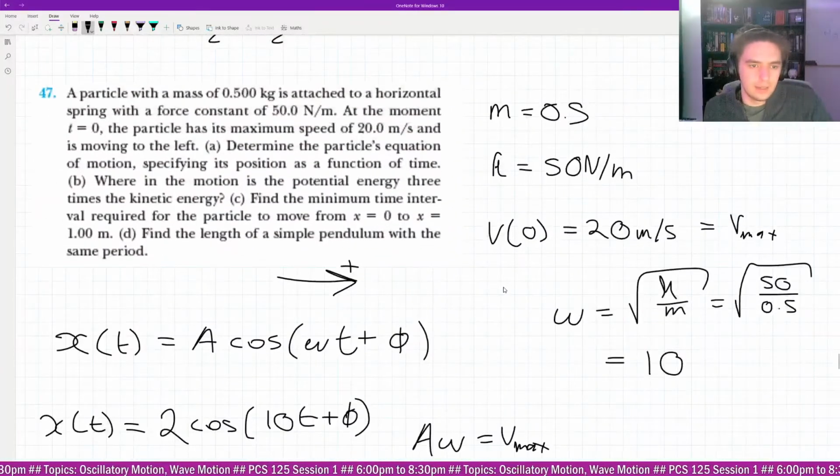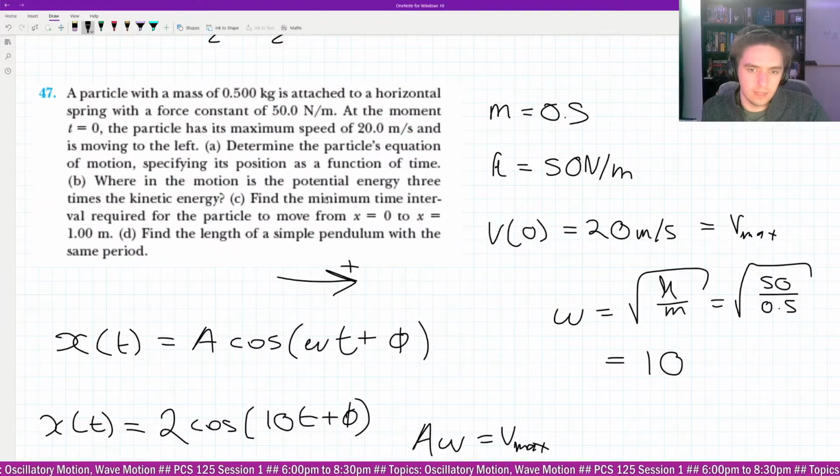Then let's try part C. So find the minimum time interval required for the particle to move from that to that.